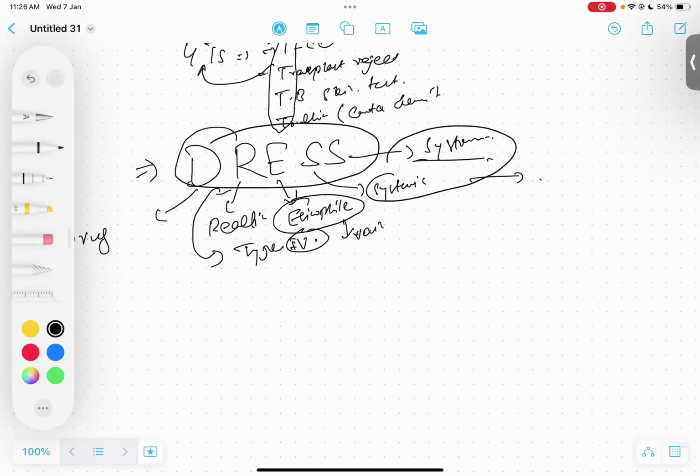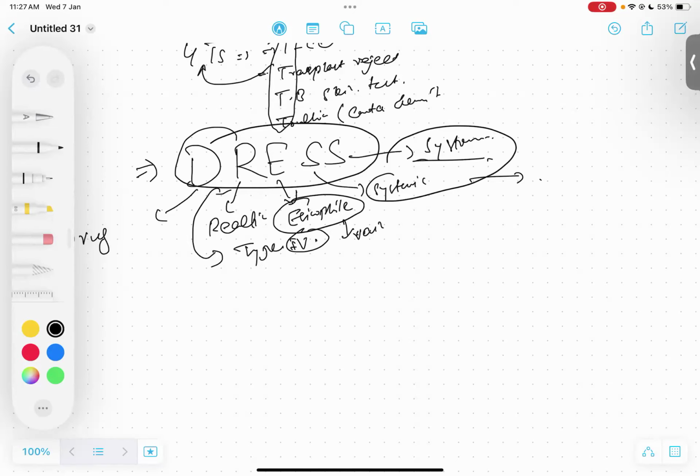Can anybody tell me? Like renal involvement or liver involvement. Yes, kidney involvement, lung involvement, heart involvement. The liver will have hepatitis, the kidney will have interstitial nephritis, the lung will have pneumonitis, and the heart will have myocarditis, and CNS involvement can also occur in DRESS as well. Okay, clear now? Yes, thank you.